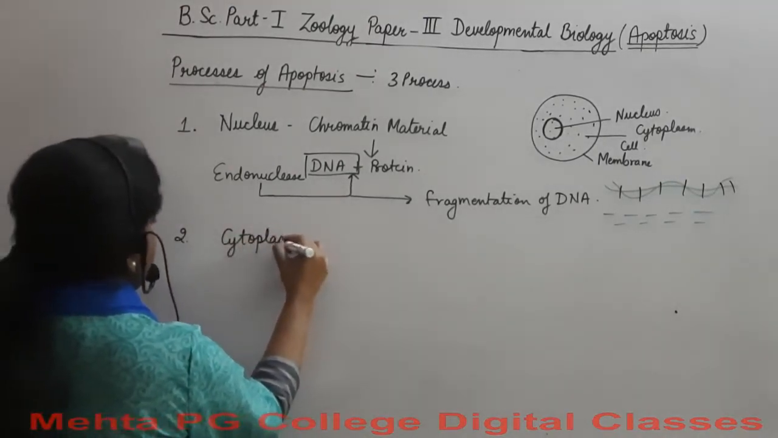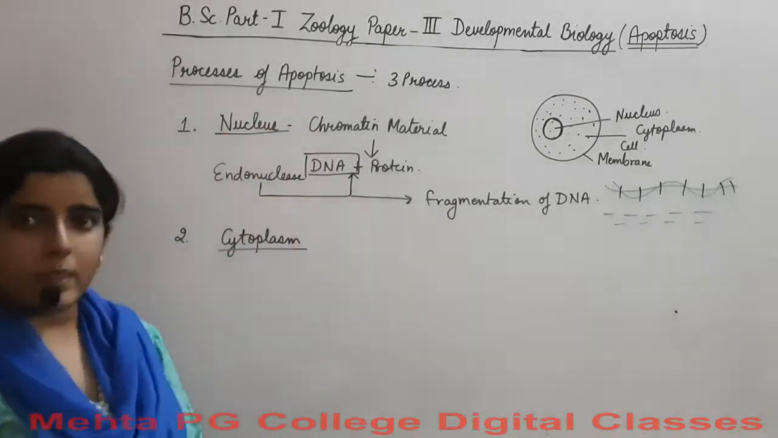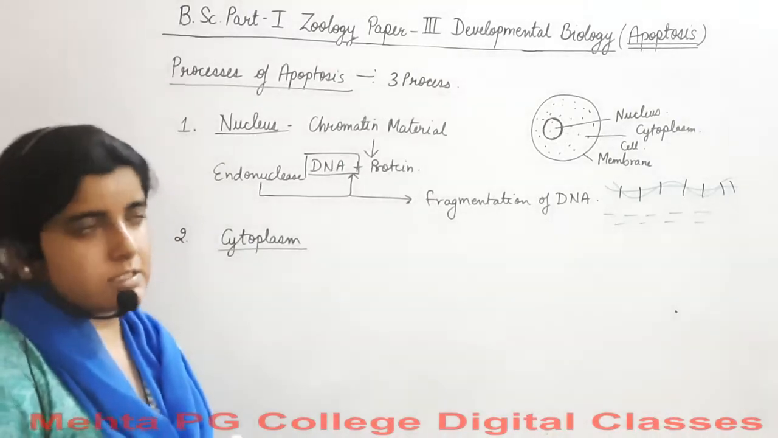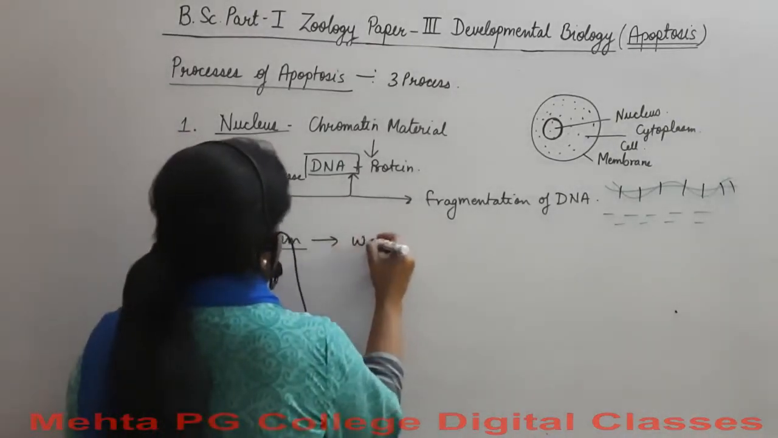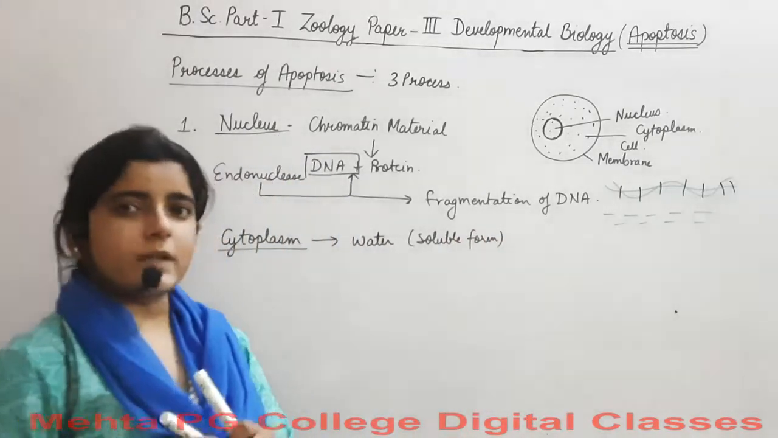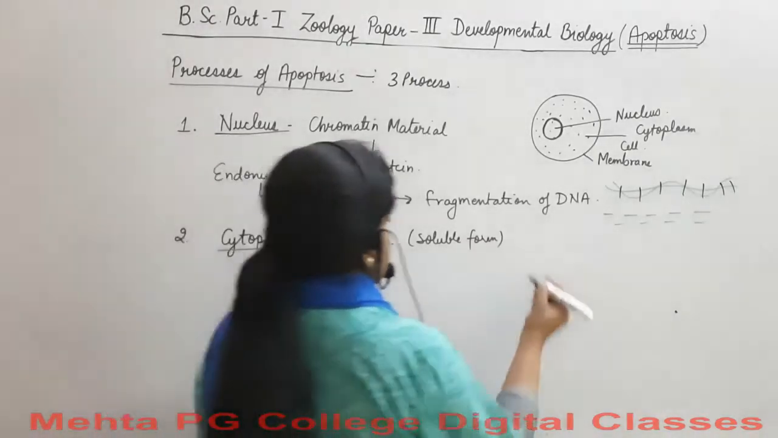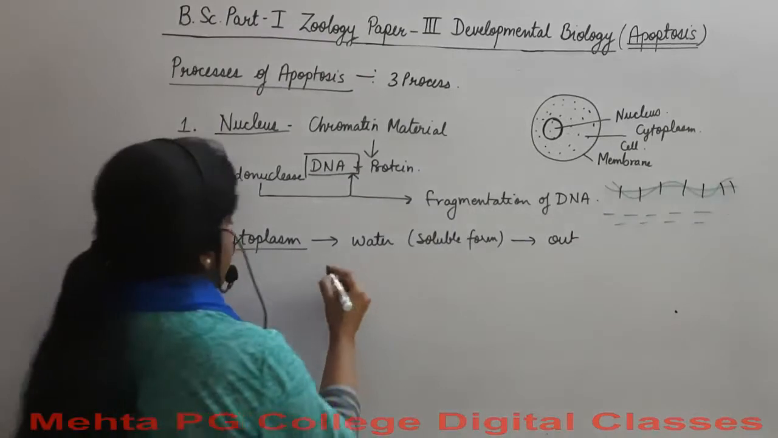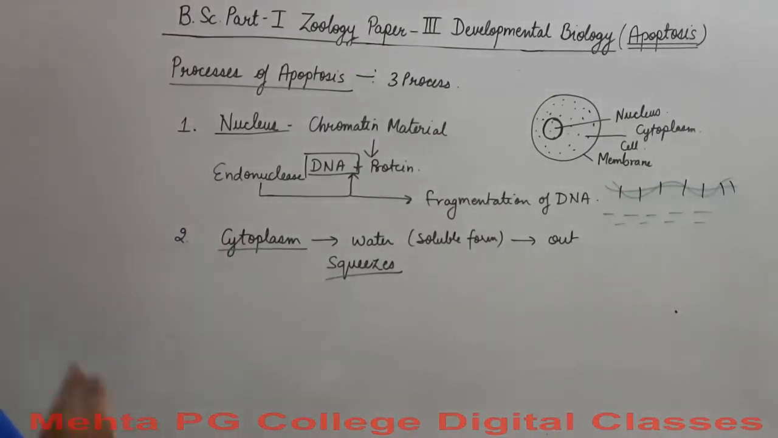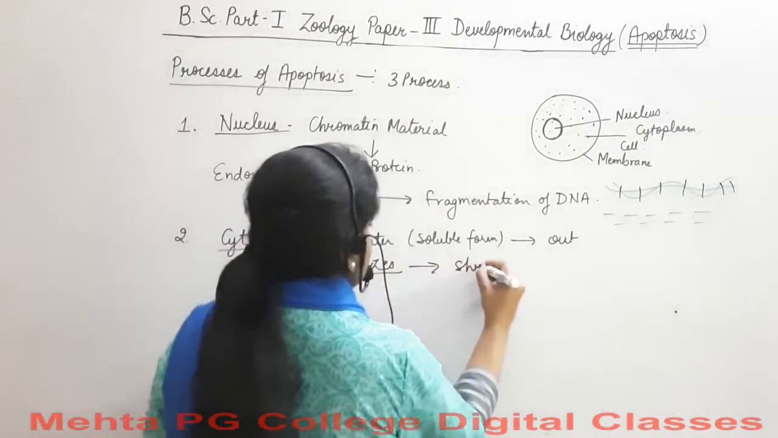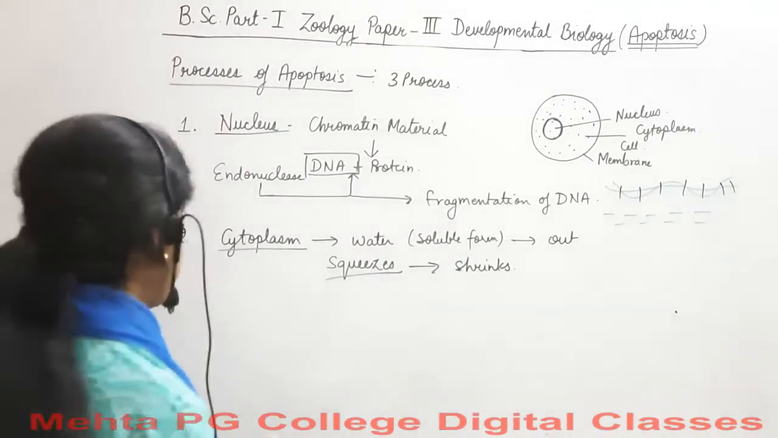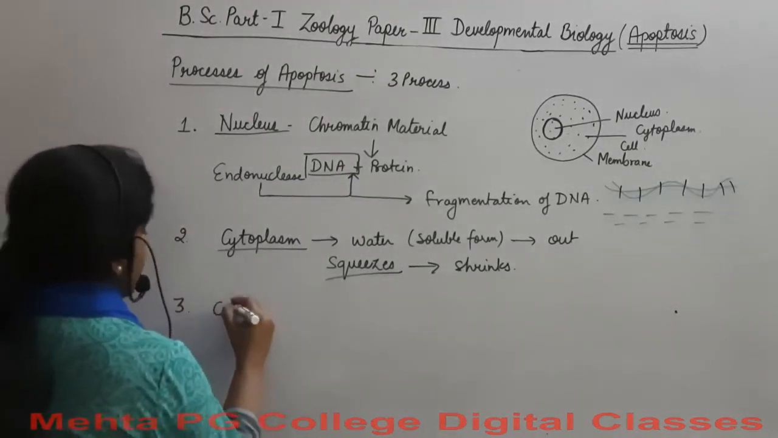occurs in the cytoplasm. Right, the cytoplasm contains many organelles, as well as the sap portion. So the water, or the soluble forms of the cytoplasm, are excreted out, we can say they come out, and the cytoplasm squeezes, or contracts. These changes are happening, right? So the cytoplasm shrinks and releases all types of particles to the outside. Then the third region is the cell membrane.